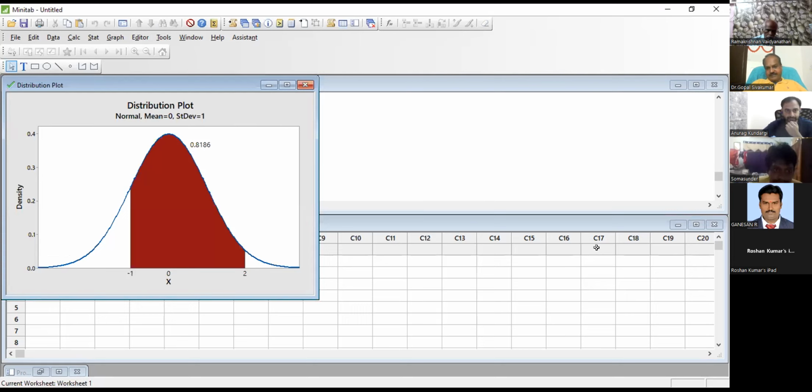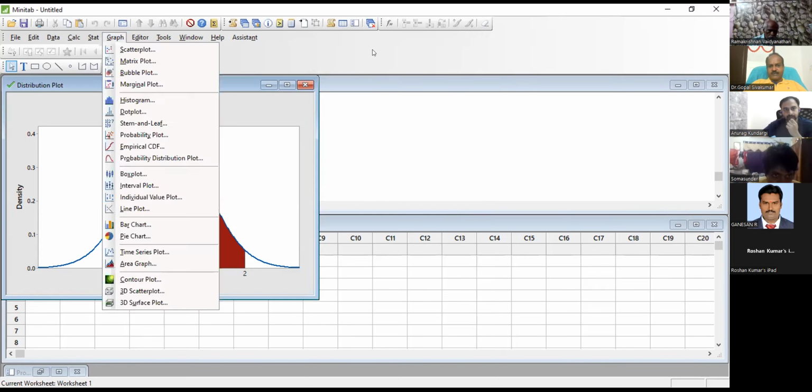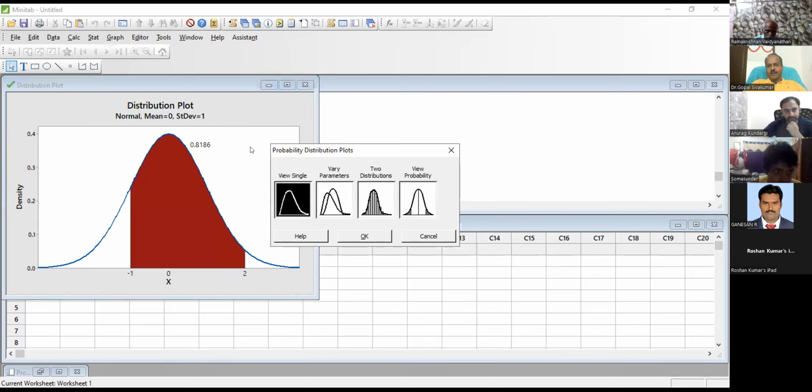So what I suggest to all of you as a black belt: don't struggle too much to find the probability. Leave that job to Minitab. It's very simple. I'll repeat it once again. Graph, Probability Distribution Plot. Now which one should I choose? View Probability. Give OK. Now here, look here.